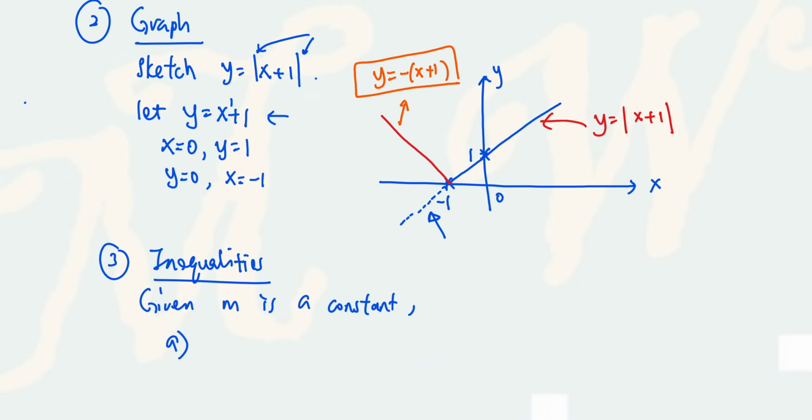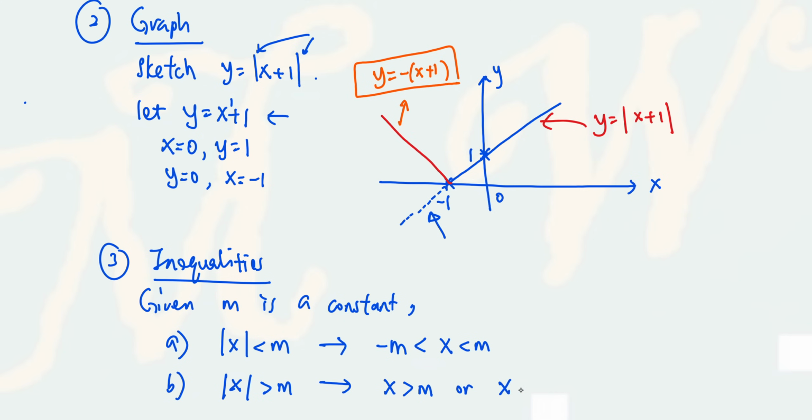Alright, so for the A, modulus of x less than m, this m is a constant, which means it is a number. So it can be written as x in between minus m and positive m. And for part B, the second formula, that is referring to modulus x greater than m. So when it's greater than m, it means your x is greater than m, or your x is smaller than minus m. So we will be using these two formulas in solving the inequalities later on. Okay, so that's all for the notes of this modulus function.